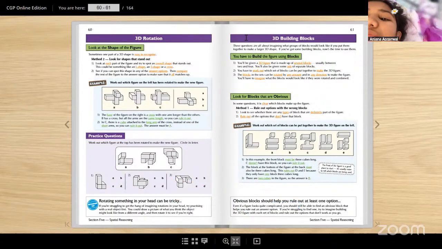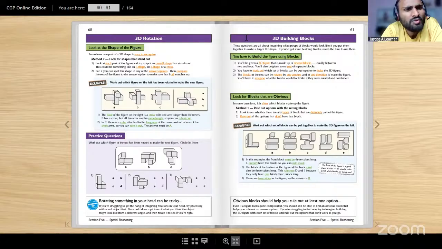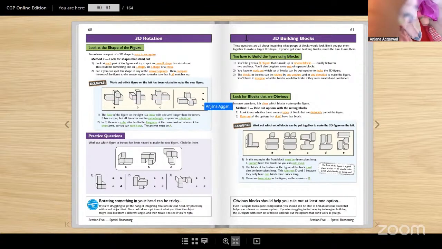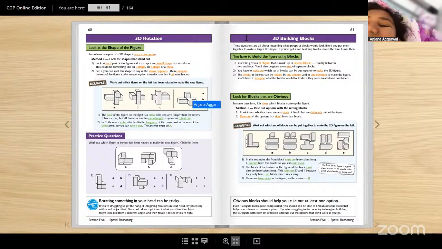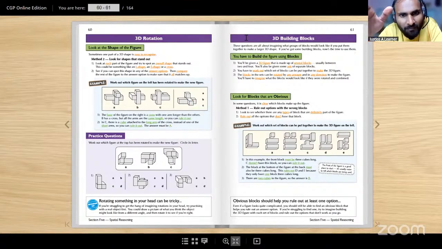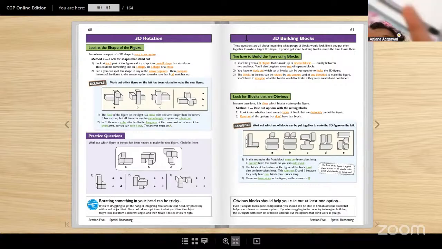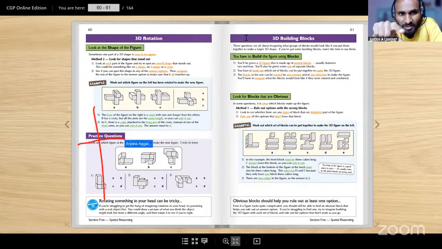I asked you to read it once again and understand. Firstly, let me know what you understand by base. Base means this line, that long line. Yes, right. So the base of the figure on the right is a cross with one arm longer than the others. Yep, they're different lengths. Can you just rule it out?